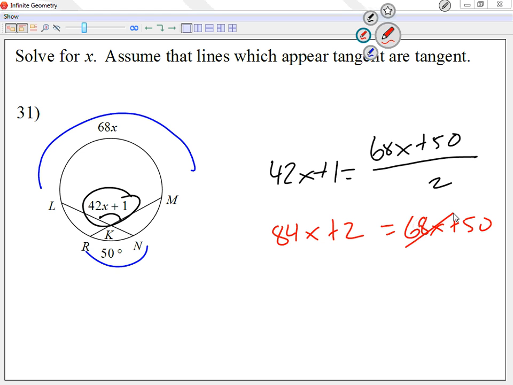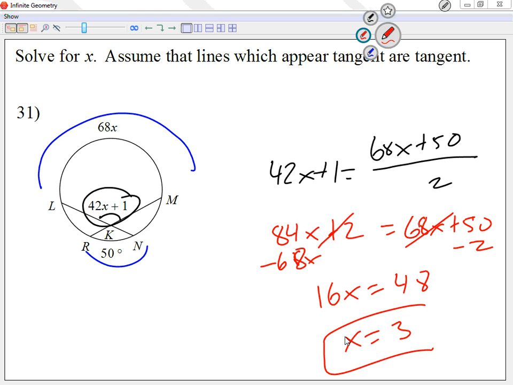So now we can easily subtract 68x. We can easily subtract 2. How much is 84 minus 68? What is it, 16? Yeah. 50 minus 2 is 48. So what's x? Good, x equals 3.